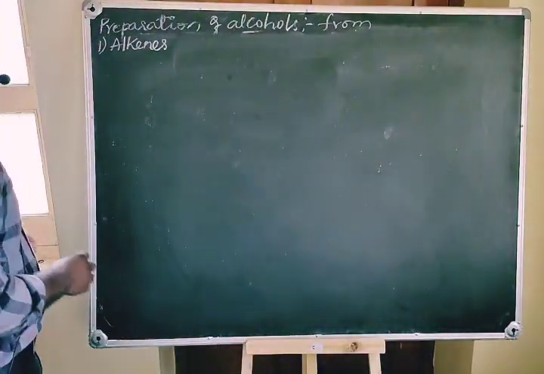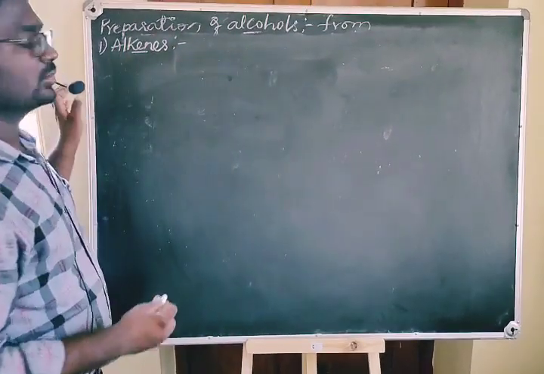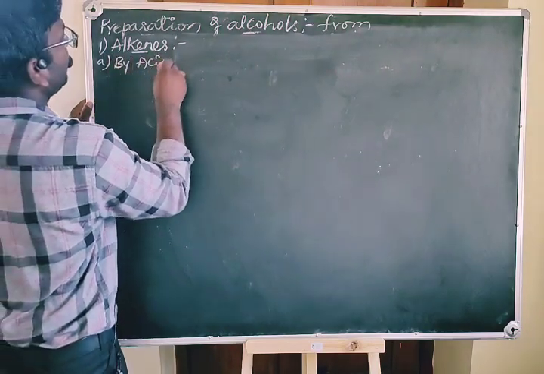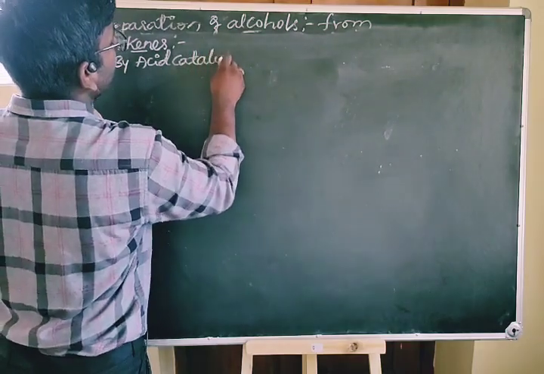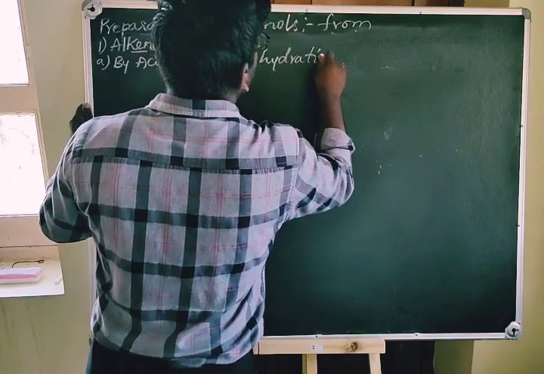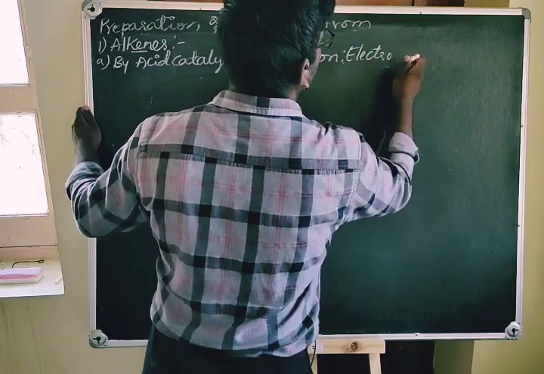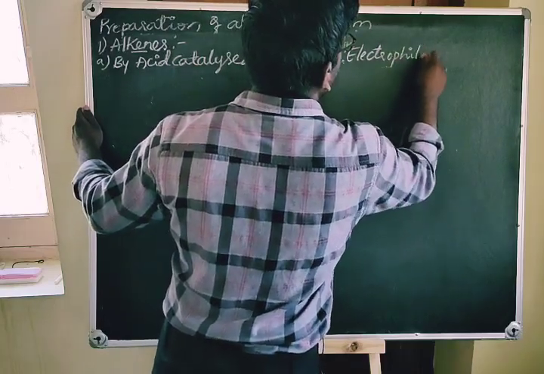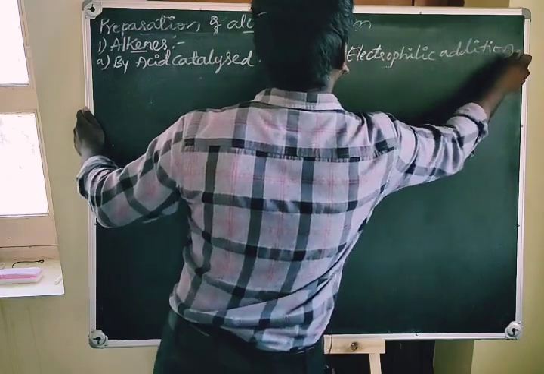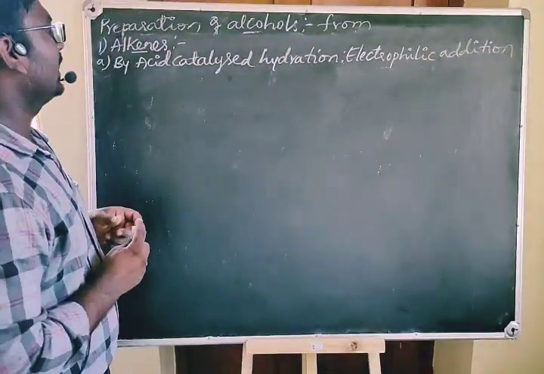From alkenes we can easily convert these compounds into alcohols by acid catalyzed hydration, and it is a type of electrophilic addition reaction. Let's see what this acid catalyzed hydration is and why it is called electrophilic addition.